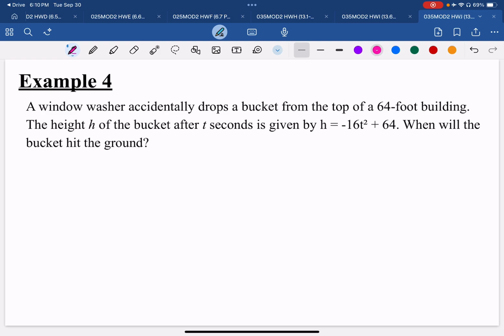One last example. A window washer accidentally drops a bucket from the top of a 64-foot building. The height h of the bucket after t seconds is given by h equals negative 16t squared plus 64. When will the bucket hit the ground? So he's on the top of a 64-foot building. He drops the bucket. It's going to go whoop and hit the ground. So remember, on the ground, our height is 0.